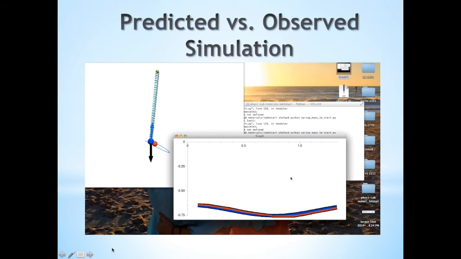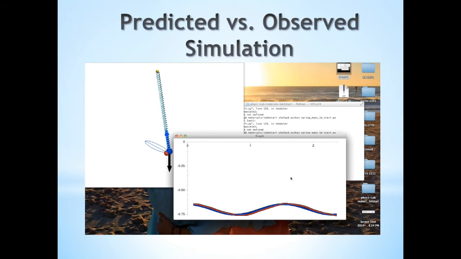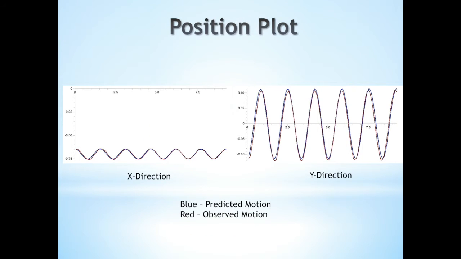For the predicted versus observed plot, the predicted motion is shown in blue and the observed motion is shown in red. The two paths nearly line up perfectly. Discrepancies are most likely a result of the manner in which the points were chosen in the tracker analysis. For example, the points may not be fully aligned with the center of the mass suspended on the spring.